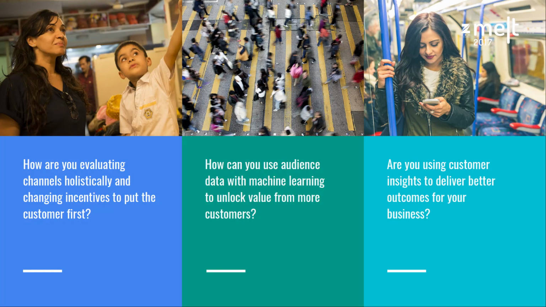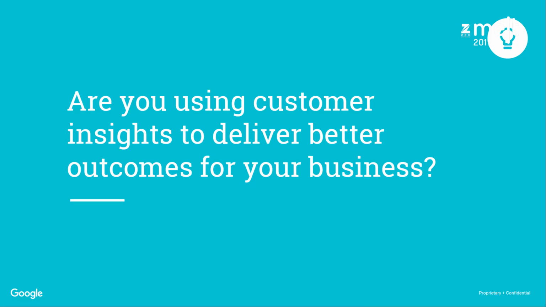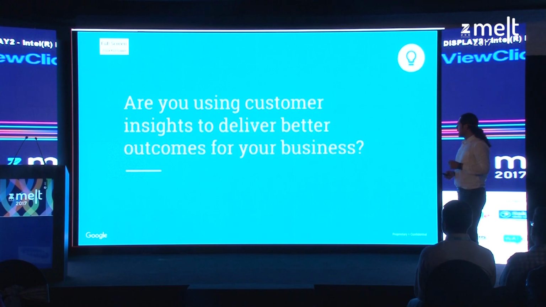Finally, just to reiterate, how are you evaluating channels holistically and looking to put customers first, which we spoke of through data-driven attribution and the example from housing.com? How can you use audience data with machine learning to unlock value from more customers, which was the idea about similar audiences? Can you really pick up what Uber did, not necessarily for an app, but for any kind of business? And the final thing, of course, is are you using those customer insights, which may be lying outside the online domain, but bringing them back in and unlocking further value for your business?